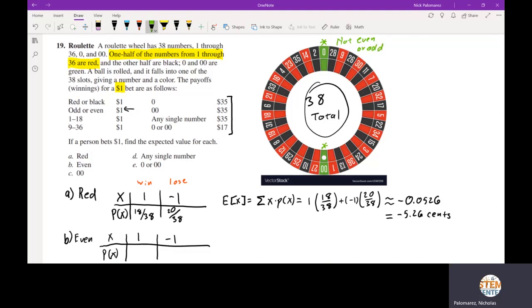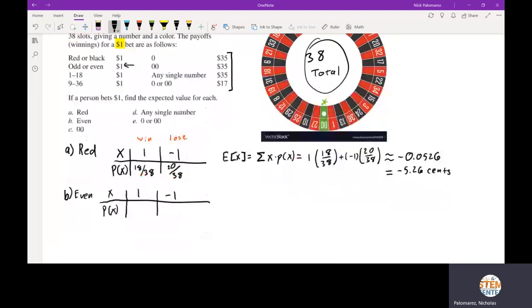So for this bet, we're only considering the 36 values from 1 through 36. Half of them are going to be even. So the probability of winning, if we bet on even, is 18, which is half of the 36 values, over 38 total slots, which means the other 20 of the 38 are going to be losers.